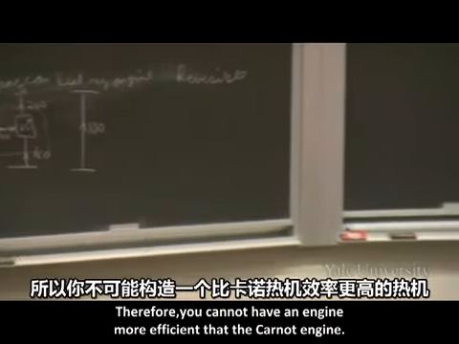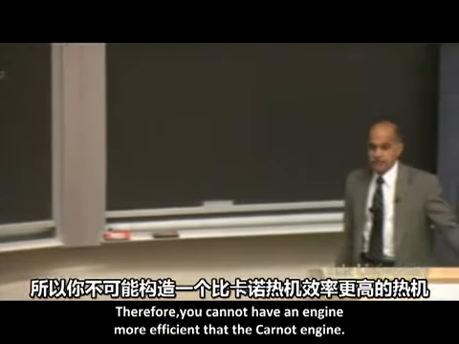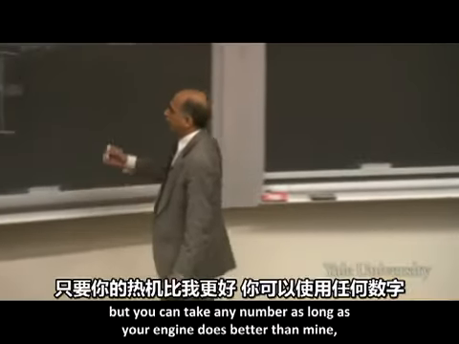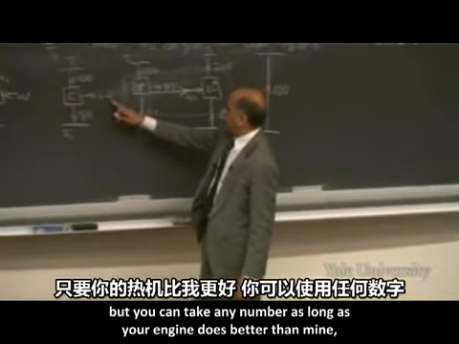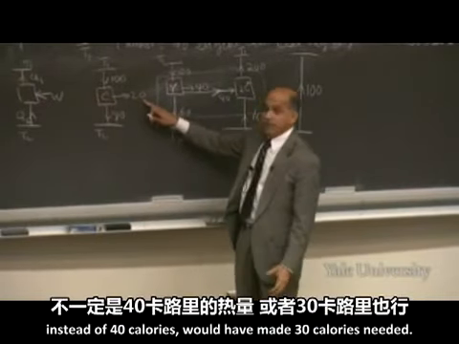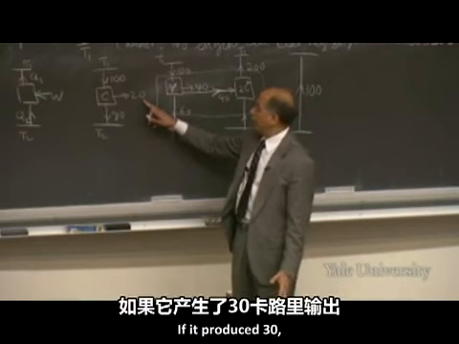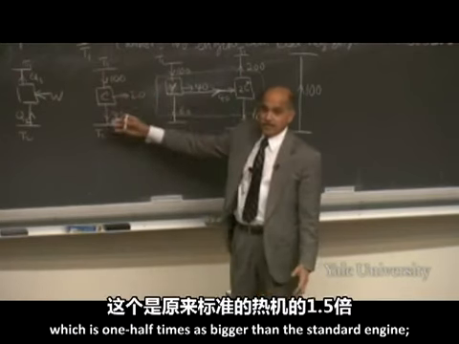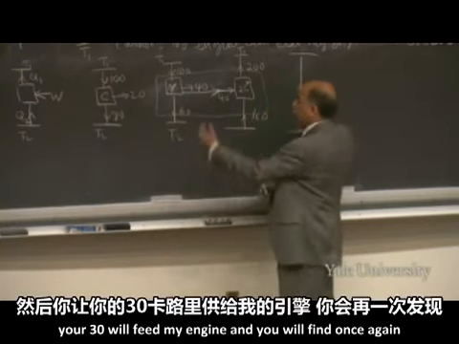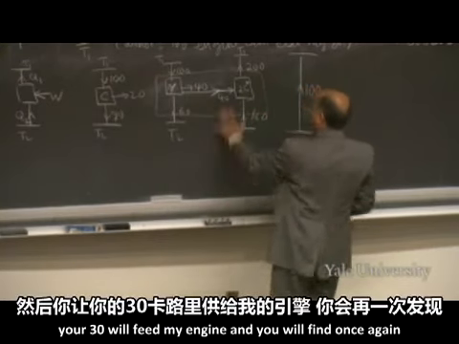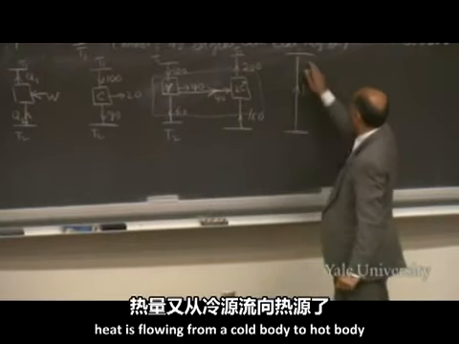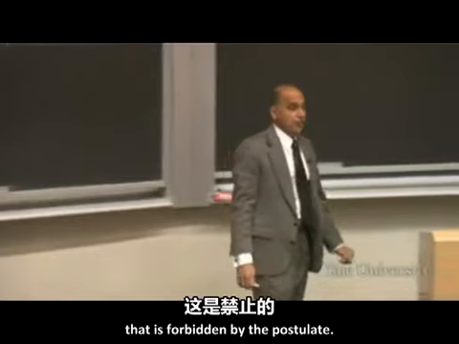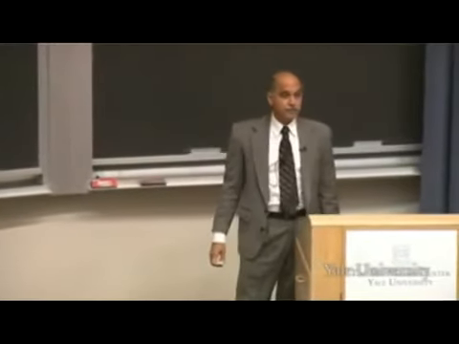Therefore, you cannot have an engine more efficient than the Carnot engine. So the logic is pretty simple. These numbers I picked are representative, but you can take any number. As long as your engine does better than mine, for instance, instead of 40 calories needed, if it produced 30, I'll get an engine which is 1.5 times as big as the standard engine. Run it backwards. Your 30 will feed my engine, and you will find once again heat is flowing from a cold body to a hot body with no other changes anywhere in the universe. That is forbidden by the postulate.